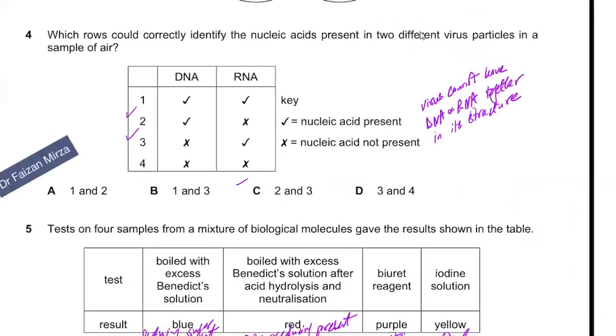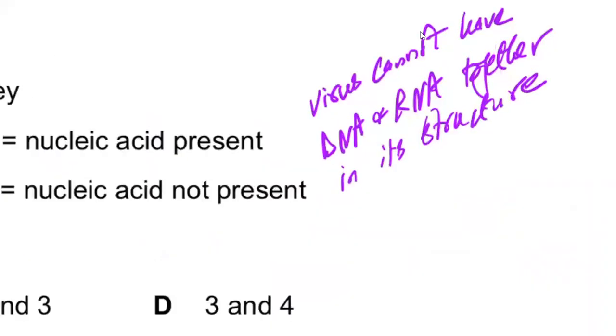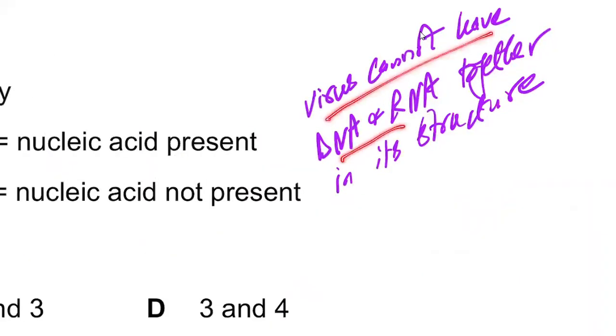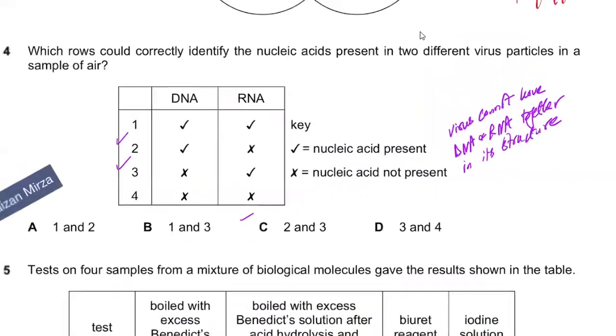Now, which row could correctly identify nucleic acids and protein in 2 different virus particles in a sample of air? A very common error that students make in a question about viruses, and something students get confused about or often check: make sure you remember a virus cannot have DNA and RNA together in its structure. So it's either DNA or RNA. Both of these nucleic acids can never be present together inside a viral particle.